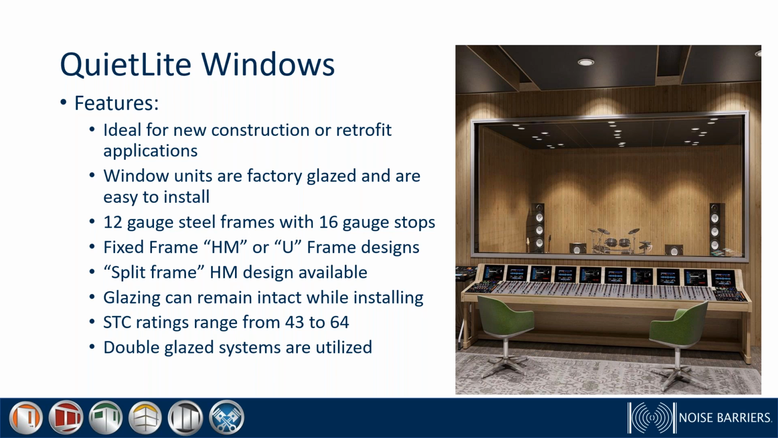We have multiple types of windows. We have your HM window, your U-shaped window, and your split frame. The HM window comes fully assembled, glazed, and ready to be installed in the field. Depending on the size, you may or may not want to take the glass out just because of sheer weight, but at a smaller scale, you can definitely put it right into the opening, screw it into place by taking out some of the 16 gauge stops, screwing it right to the opening board, whether it's a piece of plywood or concrete.